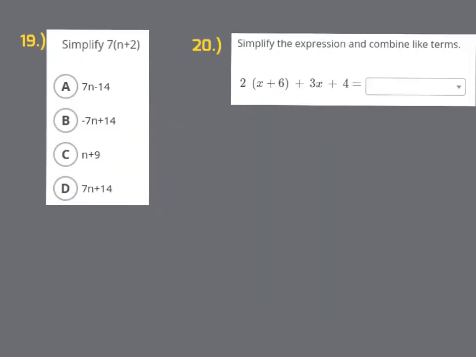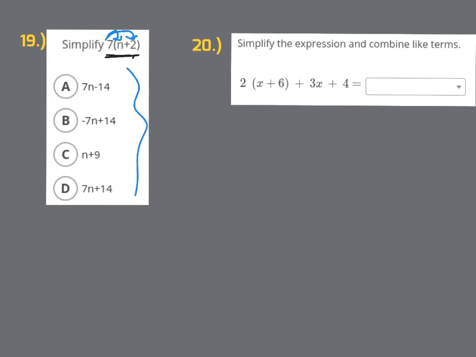Next. 19. I'm going to simplify 7 times the quantity of n plus 2. Oh, we get to woo. Everybody ready? Woo! Woo! That is so fun. Remember, no excessive wooing. We don't want anybody getting hurt.